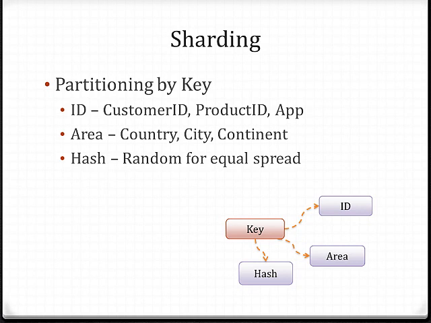You can do it by area, so country. So this shard is for North America, this is for South America, Europe. Or you can have it by hash, which is like some of the things you may see where there's automatic sharding. They just do it randomly, and they keep track of where the data is somewhere, and they'll do it for you. So that would be hash.